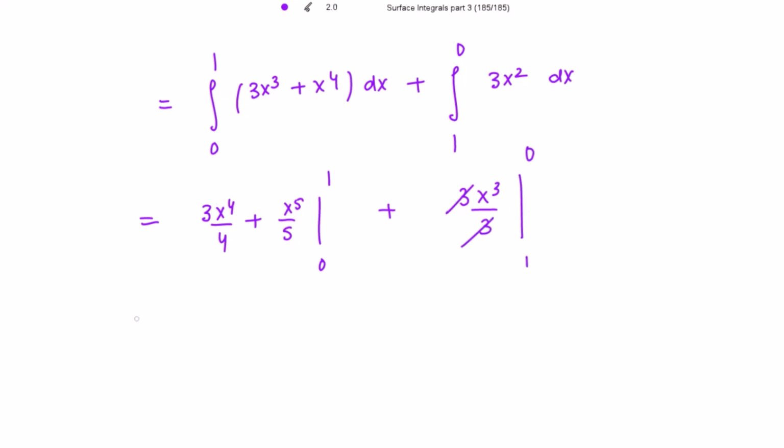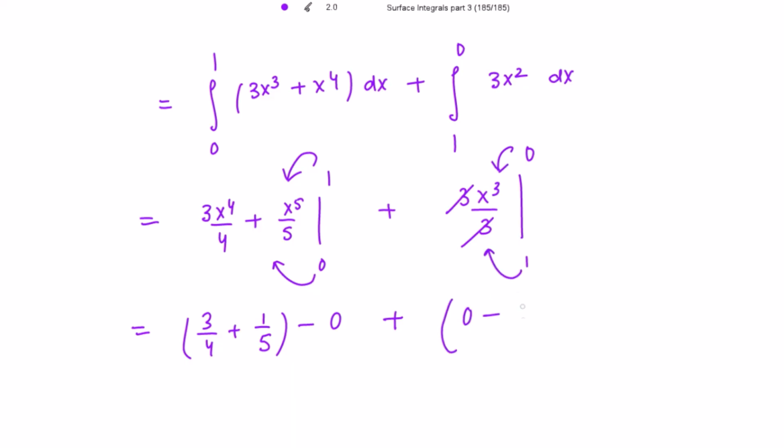Let's cancel this 3. Putting the upper limit for x, we get 3 divided by 4 plus 1 divided by 5, minus putting the lower limit for x, it is 0. Plus putting the upper limit of x, it is 0, minus putting the lower limit for x, it is 1. Taking the LCM, this is 20, this is 15, plus this is 4, minus 1. So this is further equal to 15 plus 4 is 19, this is 19 divided by 20 minus 1. That becomes minus 1 divided by 20.